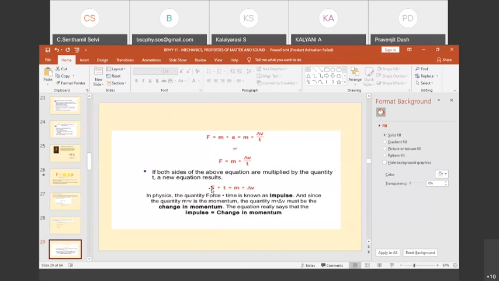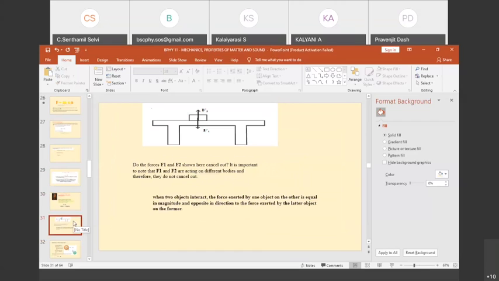So from this equation, we can conclude that the impulse is equal to change in momentum. Are you clear with this, all of you? F into t is the impulse. This m into del v is called the change in momentum. So impulse is equal to change in momentum.